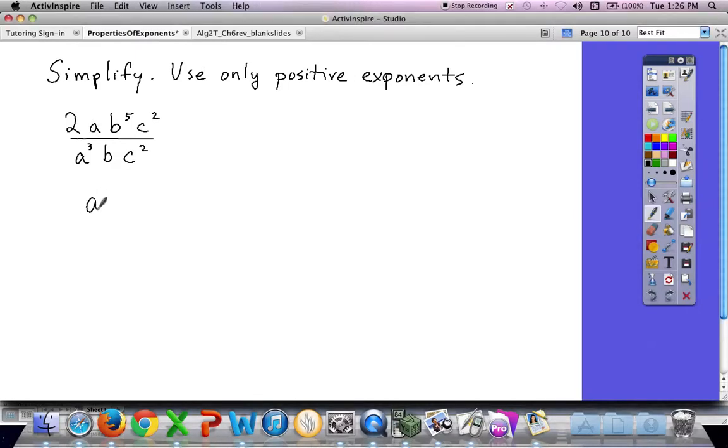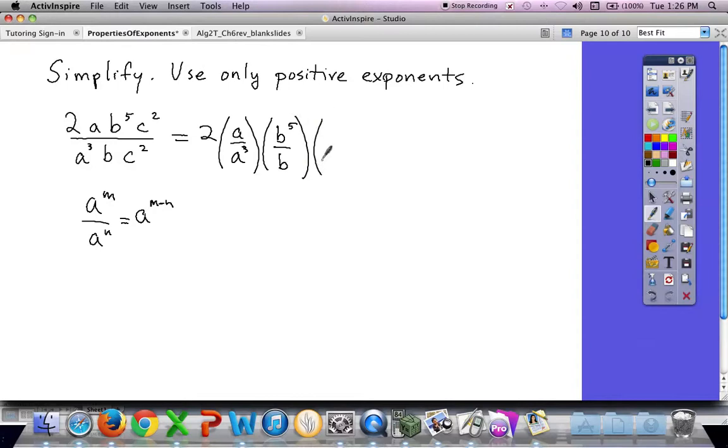If we have A to the M over A to the N, we are supposed to subtract the exponents, M minus N. So if I'm going to write this like this, 2 times A divided by A to the third, B to the fifth over B, C squared over C squared. And then apply this property 3 times.